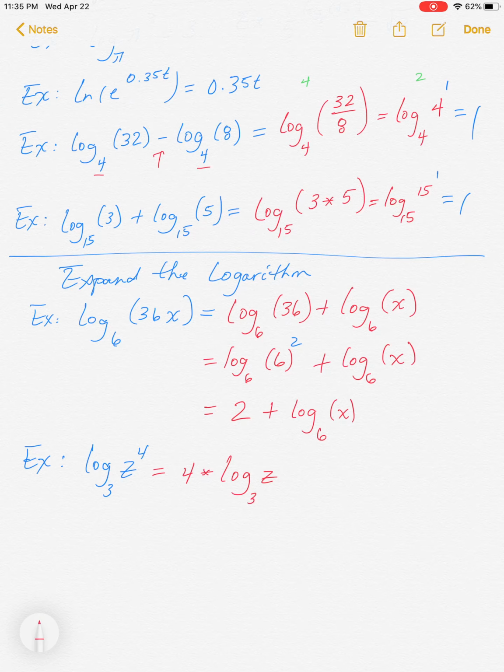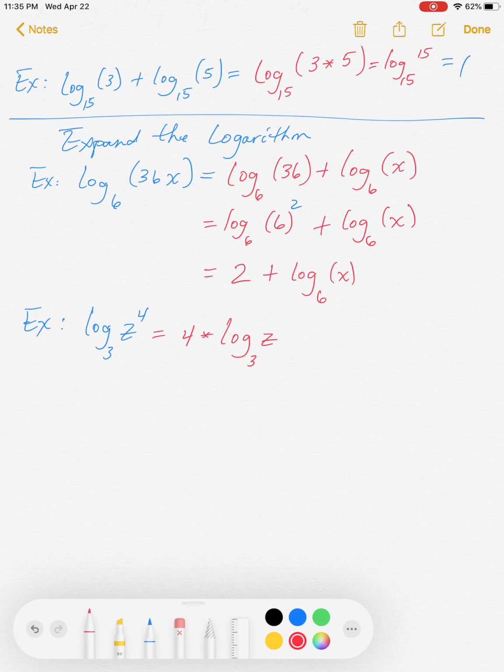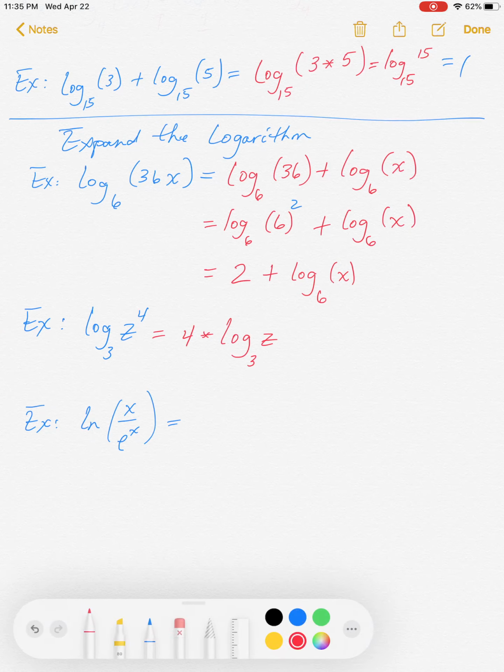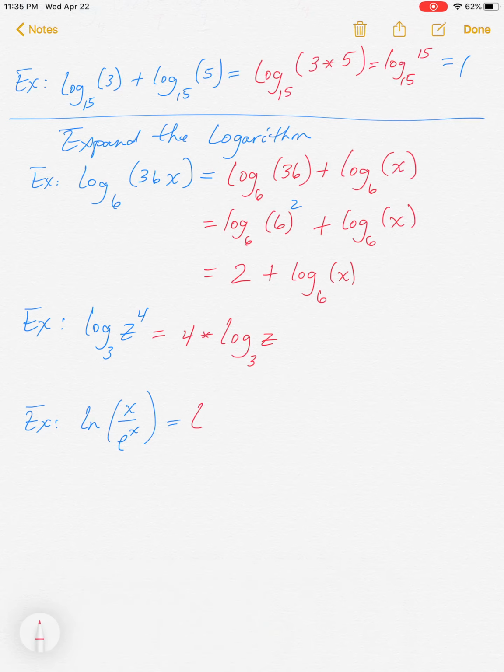And we'll do a couple more examples and then we'll get up out of here. Alright, so let's say we have natural log of x over e to the x. Okay, natural log. Alright, so we're going to expand this. We have division inside the parentheses, so if you have division inside the parenthesis, what will you use to expand it? Addition or subtraction? Oh yeah, subtraction. So we have natural log of x minus natural log of e to the x.